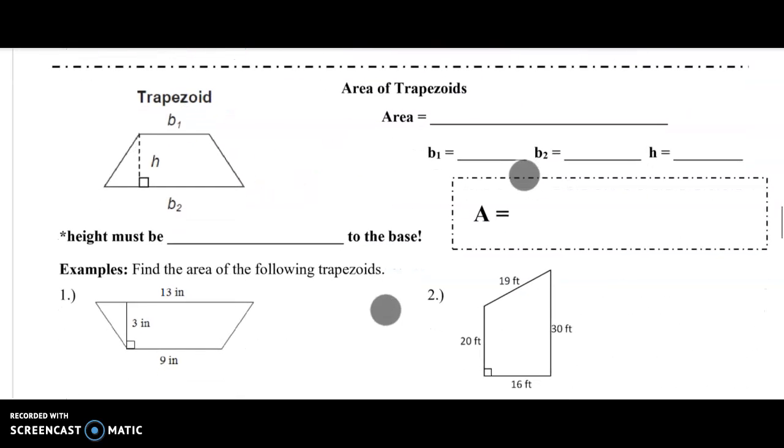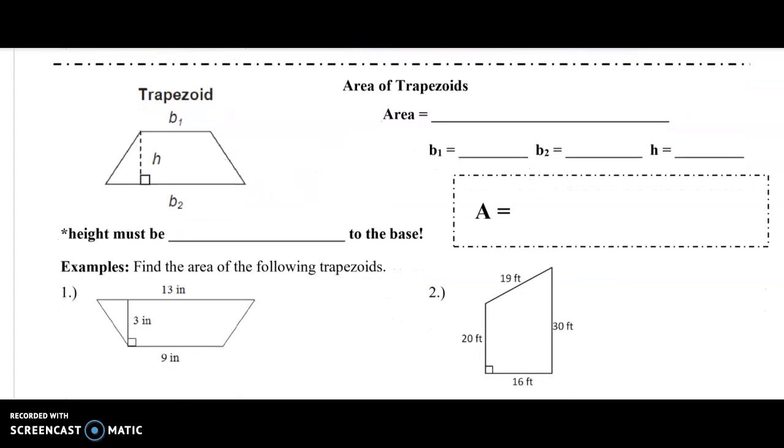Now moving on to area of trapezoids. So the area formula for trapezoids is 1/2 the height times, and in parentheses, base 1 plus B2. So B1 is just base 1. Sometimes it's the top, sometimes it's the bottom. It doesn't actually matter. B2 is the second base, so base number 2, and then H is the height, which again is still forming a right angle.